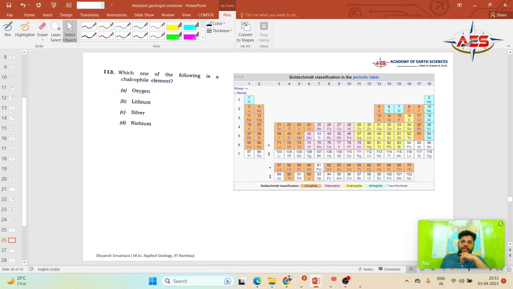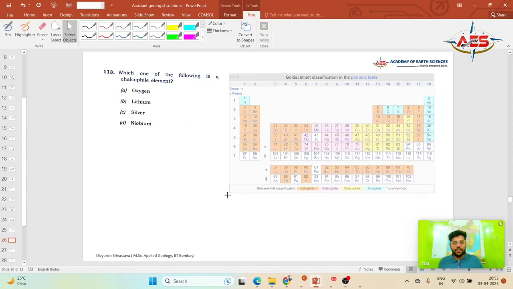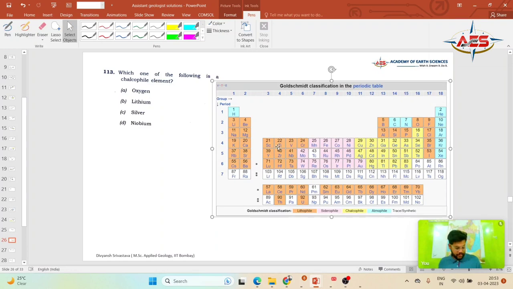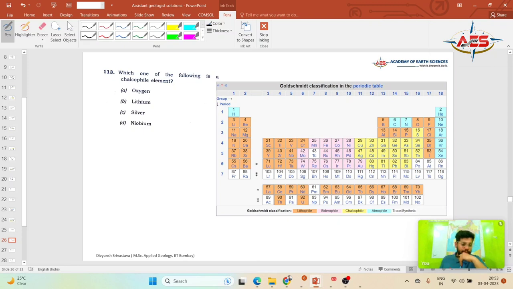113, which of the following is a chalcophile element? Let me say, which one is chalcophile? If you see this, I have taken this periodic table. It is the Goldschmidt classification, on the basis of which the periodic table has been divided. There are just four types: lithophile, siderophile, chalcophile and atmophile. Now if we look at oxygen, it is showing lithophile, because it is mostly in rocks as silicates.